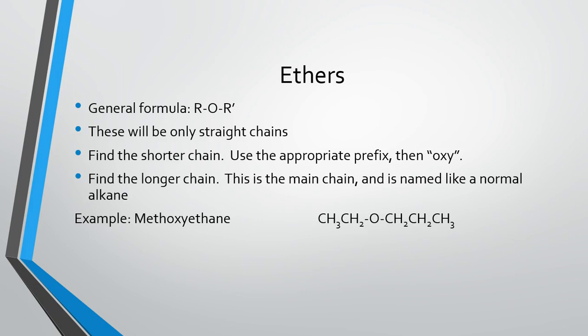So methoxyethane looks like this. I have a 1-carbon chain, the meth part, a bridging oxygen, oxy, and a 2-carbon chain, ethane. Try to name this other ether. Okay, so when I look at this, the shorter chain is 2 carbons. So I'm going to use the prefix eth. Then I have a bridging oxygen and a 3-carbon chain. So I'm going to call this ethoxypropane.